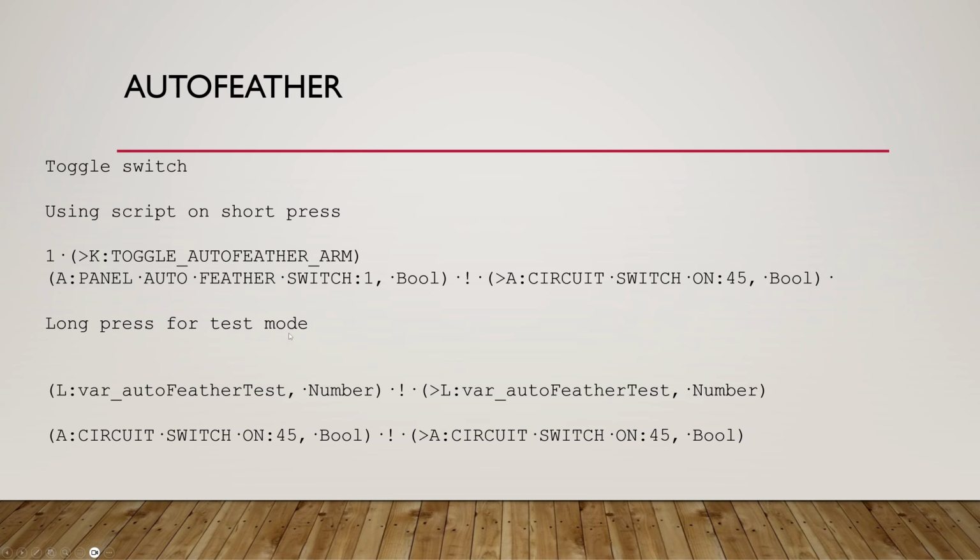And the long press for the test mode is toggling that variable and again deciding whether to switch on or off the circuit. So that's the toggle switch for the going up and the toggle switch for going down, and it's working.